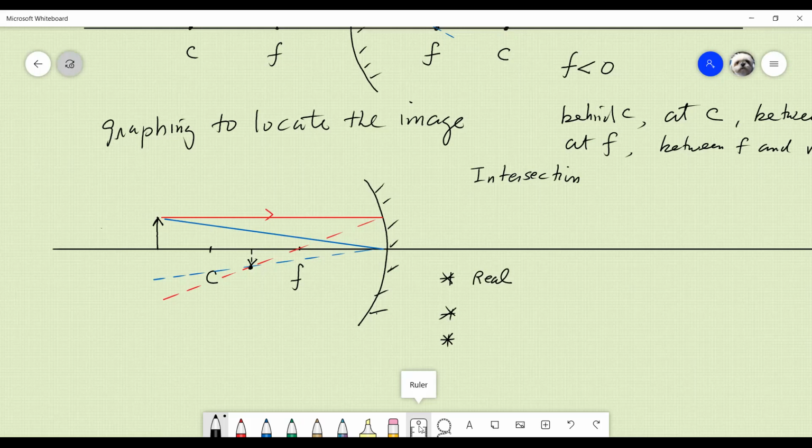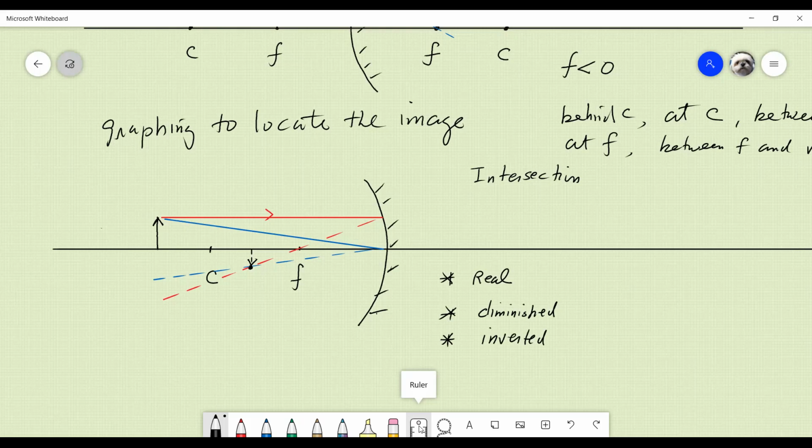And then, are they bigger or smaller? Smaller. Smaller, right? Or diminished. Now then, are they erect or inverted? Inverted. Inverted, right?